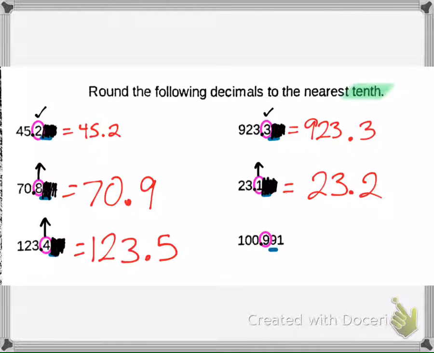And finally, the last one in this set of problems, we have a 9. So the 9 is going to tell us that the balloon raises or goes up. Everything else goes away after the balloon, and my answer is 101.